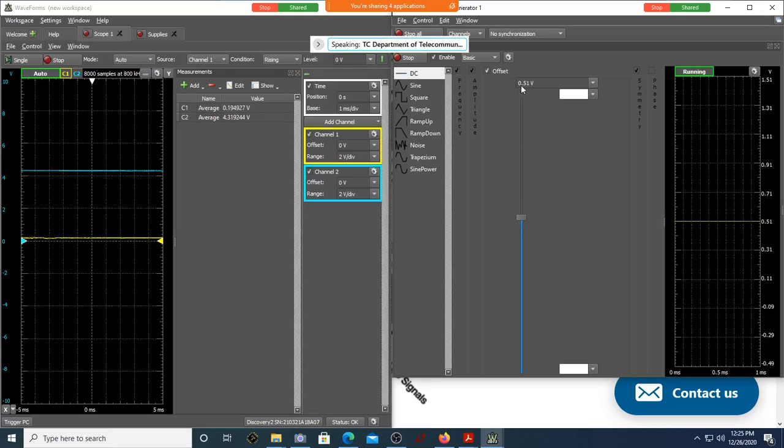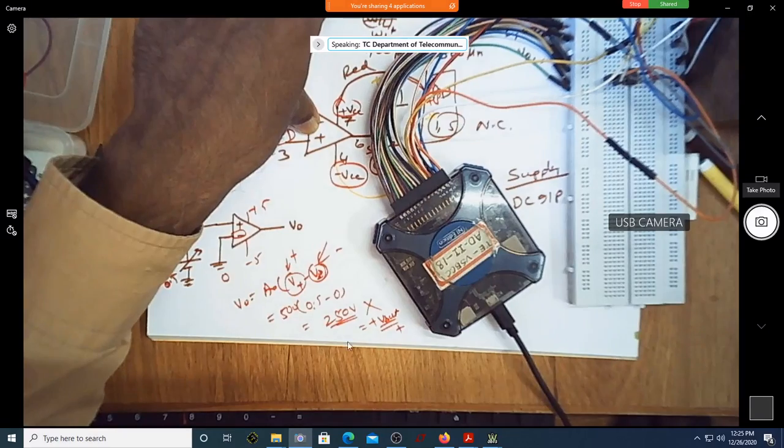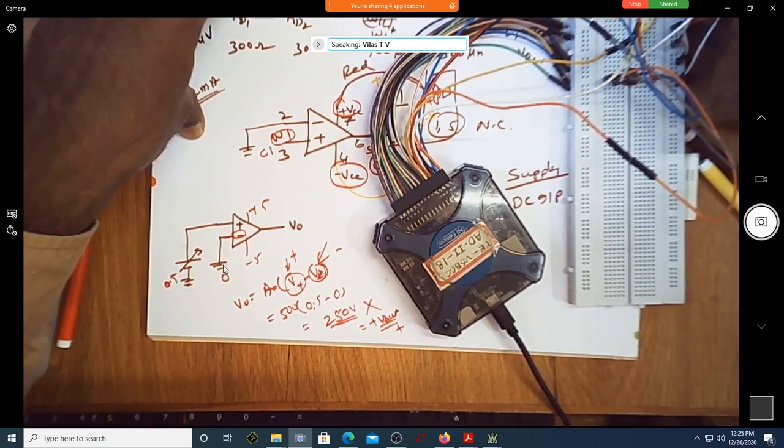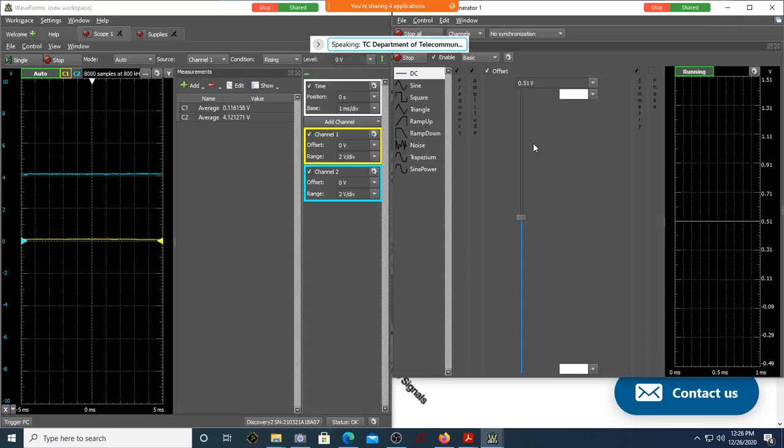Can you see what is the reference voltage? Is it 0 here? Any voltage at V plus greater than 0, you will have the output as plus V set. Correct? That you can verify here. Can you see now it is 0.51? What is the output? Is it plus V set?